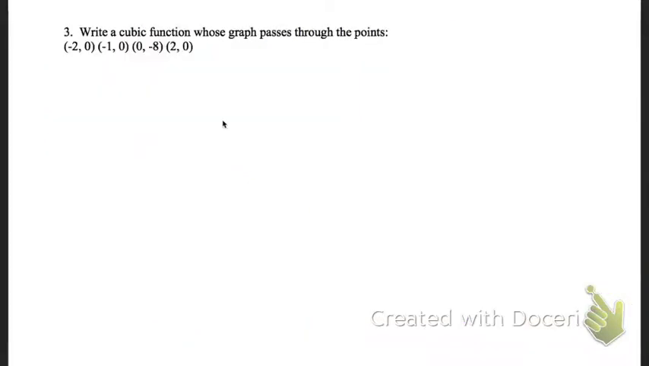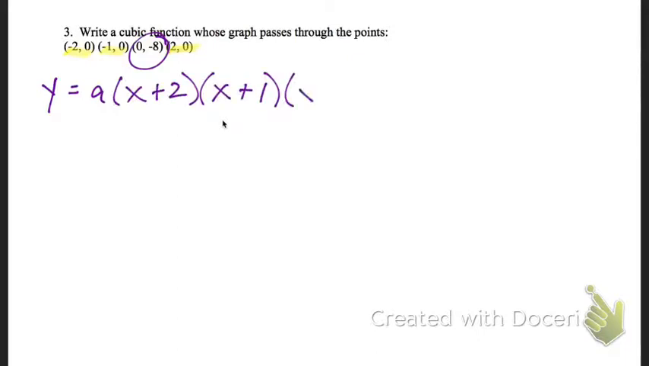So 3 is a little different because it only gives you the ordered pairs, but I need to identify which ones are my x-intercepts. Where the 0 is, first or last? Last. And 3 of them are the same and 1 is different, so it's easy to pick out which one is different. So my factored form, x plus 2, x plus 1, x minus 2.